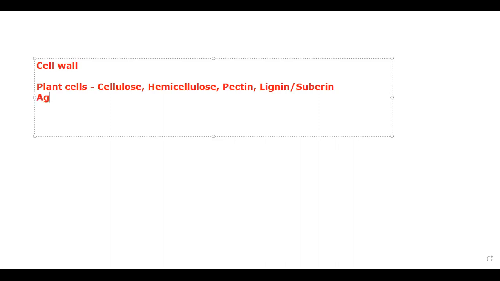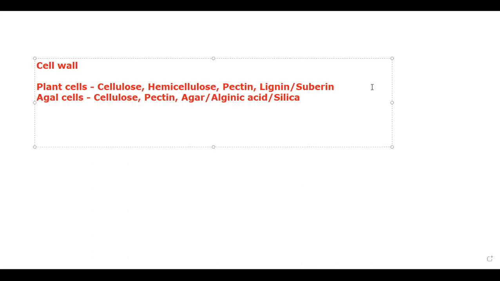Suberin. Right. Second one, it is algal cells. In alga also, cellulose will be there and pectin will be there. Some of them additionally have agar, some have alginic acid, some have silica. Certain other options are there in the alga, but cellulose and pectin will be there.